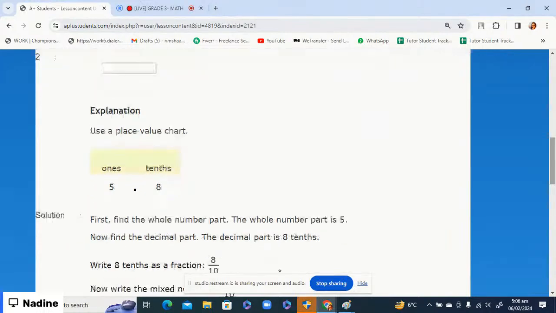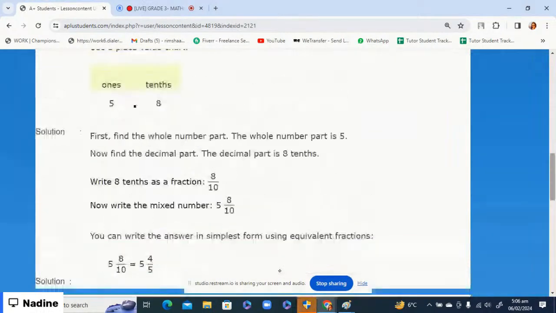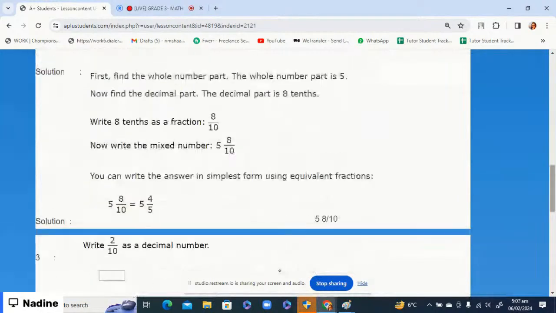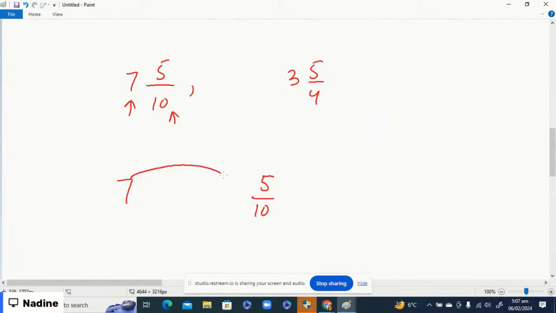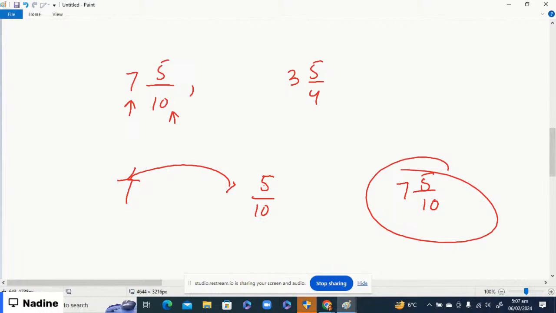As we know, what is a mixed number? It is in the form of a fraction, but with a whole number, like 7 and 5 by 10, then 3 and 5 by 4. We can say that these numbers are mixed fractions, in which we have a whole as well as a proper or improper fraction. This one is the whole number, and this one is a fraction, and when they combine together we say that they are mixed. When we combine it, it becomes 7 and 5 by 10. So now it becomes a mixed number.